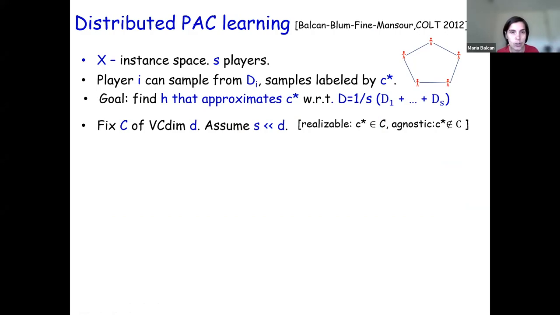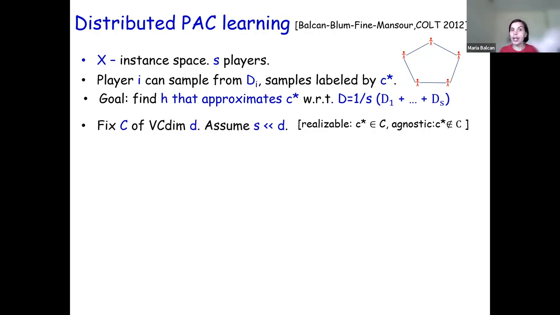So let's assume that we have S entities or S data holders. I'm also going to call them players. And as usual, we're going to have an instance space, the space of examples. Then each entity i has a distribution D_i over the instance space, and it's the distribution from which our player can sample. And then I assume that all these samples are labeled by the same common target function, let's call it c star. So we have an instance space, we have S players, each player i has a distribution D_i it can get samples from, and all of these samples that our players get are labeled by the same common target function c star.